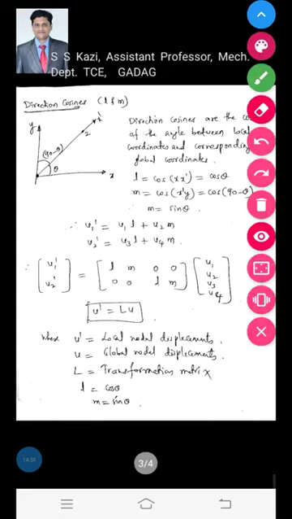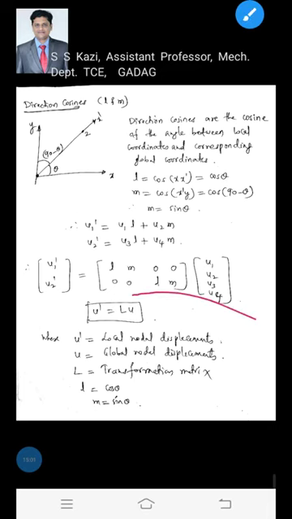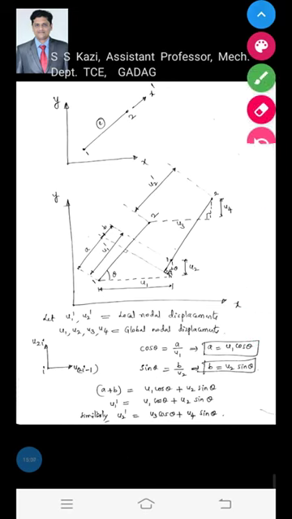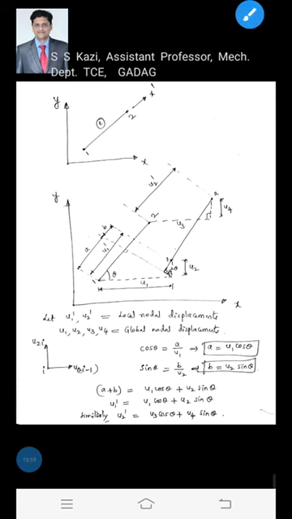Here, the direction cosines. I hope you have understood the previous page. Now we got u1 dash is equal to u1 cos theta plus u2 sin theta, and u2 dash is equal to u3 cos theta plus u4 sin theta. u1 dash and u2 dash are the local displacements. u1, u2, u3, u4 are the global displacements.